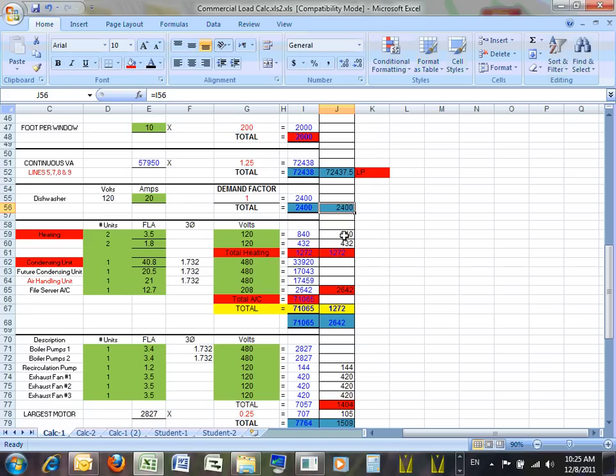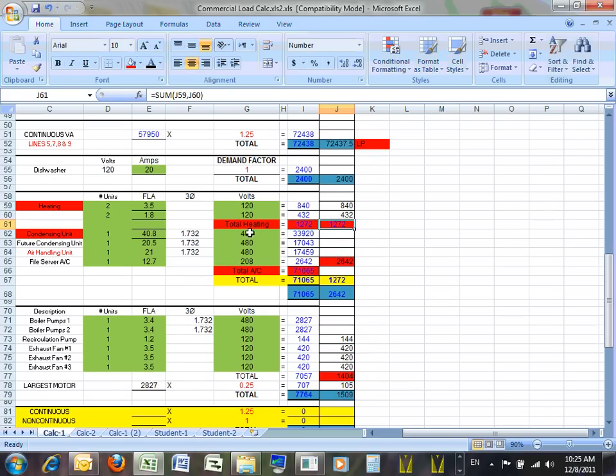Then here's where a little monkeying with the equipment, the heating. Look, guys, the 840 and the 430, anything that's 120, you pull it as a neutral. Can you guys see that? So we pulled this one and here, and we pulled the largest of the two here. This one is the largest of these two. The sum of these two, not the largest, the sum of these two.